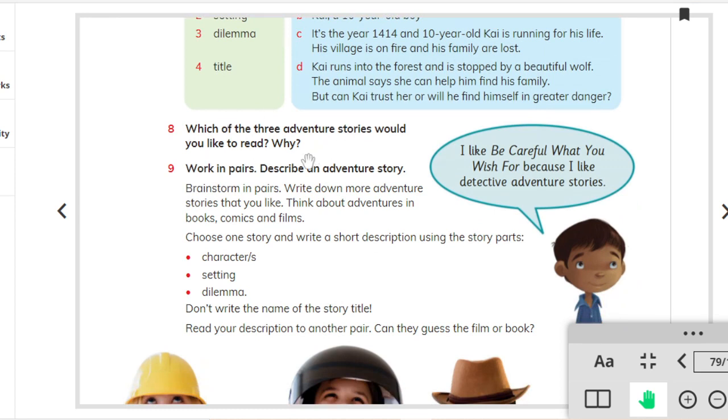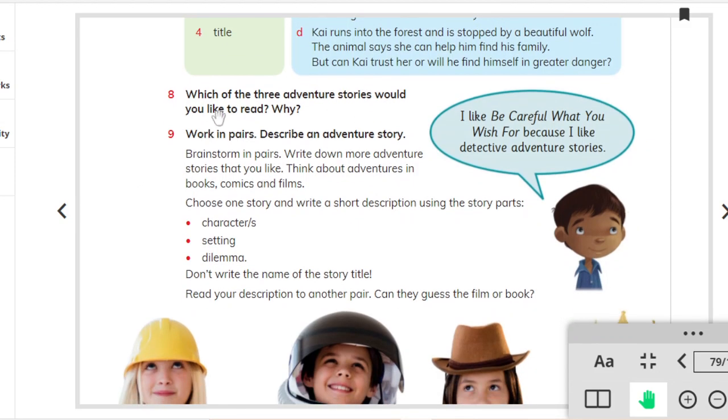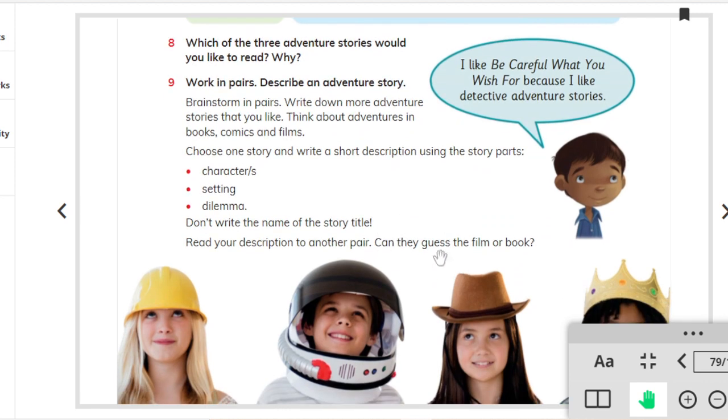And which story would you like to read? It's just your interest. Is it a detective story? Is it a science-based story? Is it an ancient setting, a historic story? So now we're going to look at a story, and then we will find out the characters, the setting, and the dilemma, and things like that. Okay? And then let's see if you see the poster, whether you can guess the film. All right. So just a moment.